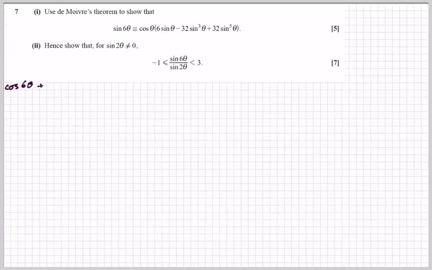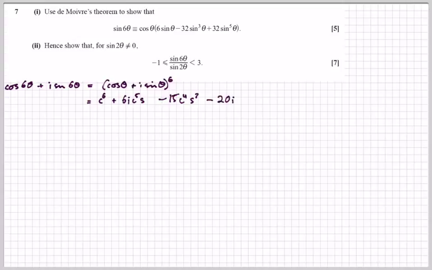Okay, moving on to the penultimate question, 7 of 7. So, de Moivre's theorem. Consider cos 6 theta plus i sine 6 theta, which is the same as (cos theta plus i sine theta) to the power of 6. Expanding in the usual way using binomial expansion and replacing cos and sines by c and s for abbreviation purposes gives us c to the 6 plus 6i c to the 5 s minus 15 c to the 4 s squared minus 20i c cubed s cubed plus 15 c squared s to the 4 plus 6i c s to the 5 minus s to the 6.